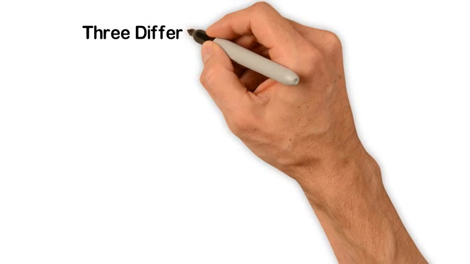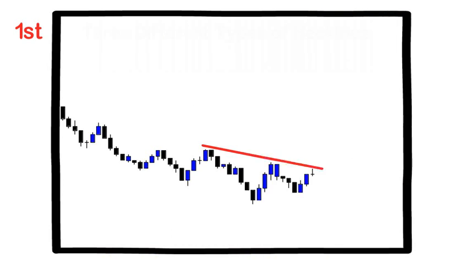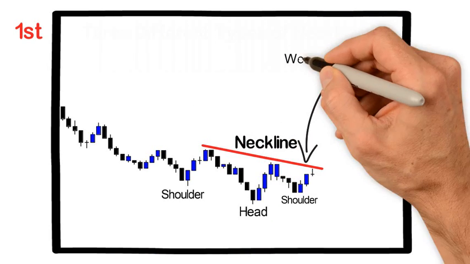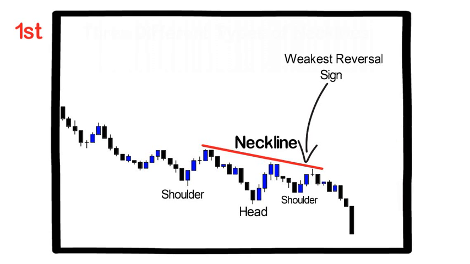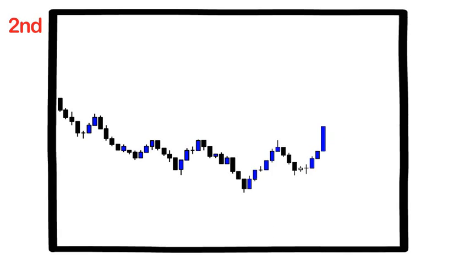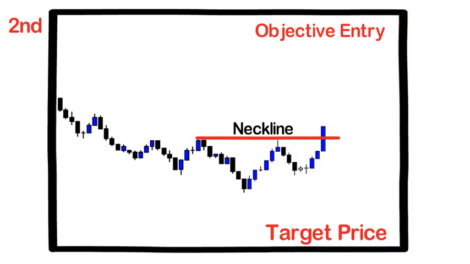This pattern can produce three different types of necklines. First is a downward sloping neckline. This type of neckline is the weakest reversal sign, as often the price will just continue to trade lower instead of reversing. The second type is a horizontal neckline, which provides the most objective entry and target price.